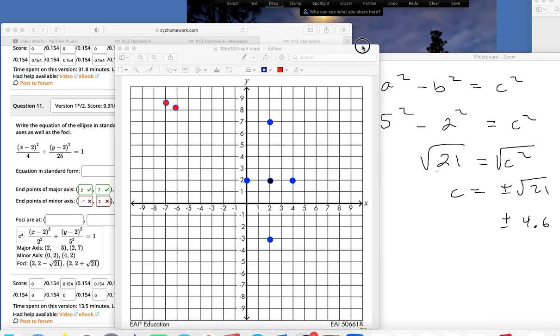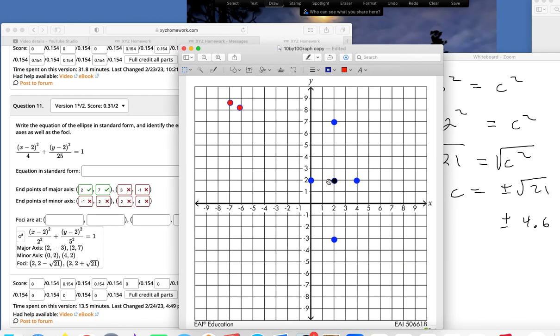So let me get the graph back now. The foci are going to be located above and below the center because this is a transverse axis parallel to y ellipse. And they're going to be about 4.6 units above the center because that's the positive one. So it'd be there basically, and 4.6 units below the center. So about there. So then it comes to how do we write this?